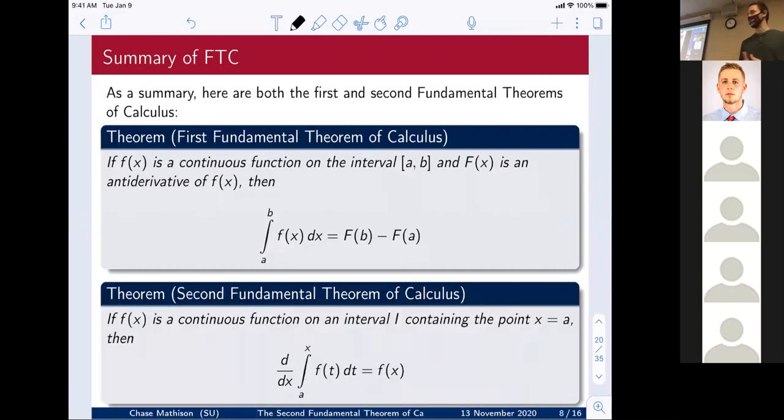The second fundamental theorem of calculus says if f of x is a continuous function on an interval I containing the point x equals a, then the derivative with respect to x of the integral from a to x of f of t dt is just equal to f of x. Okay. Any questions there?